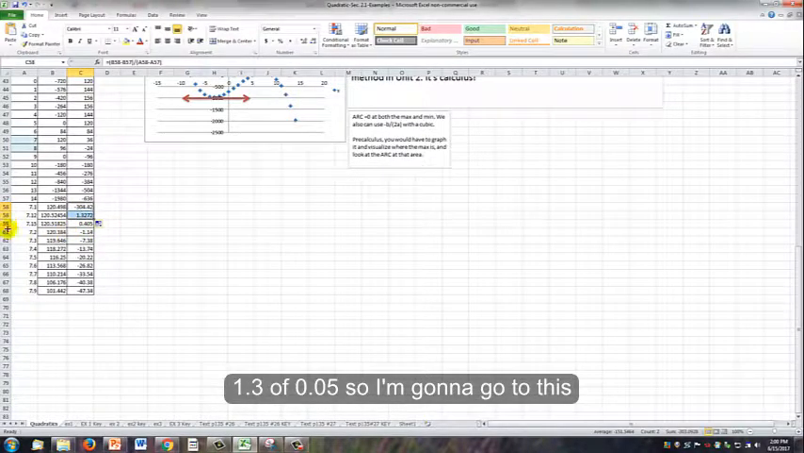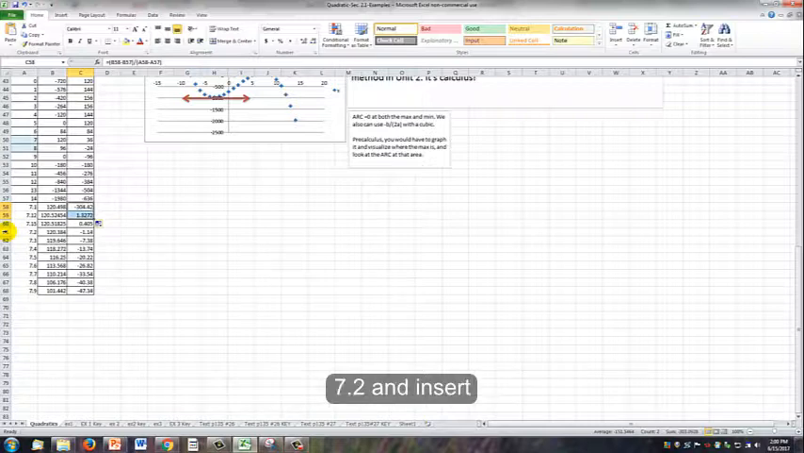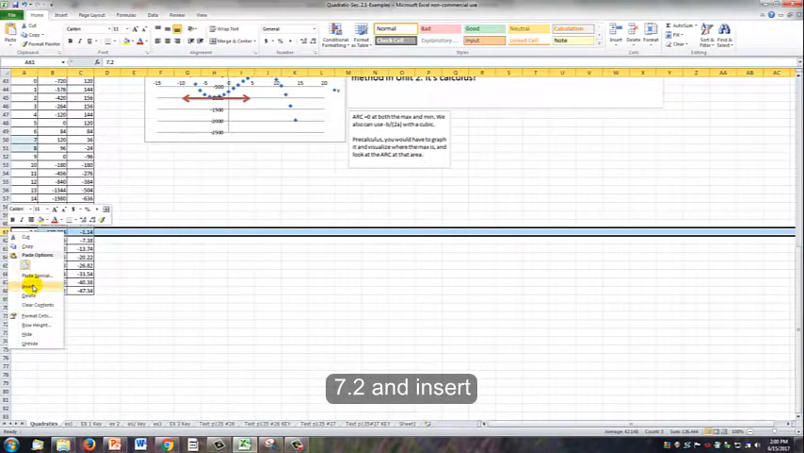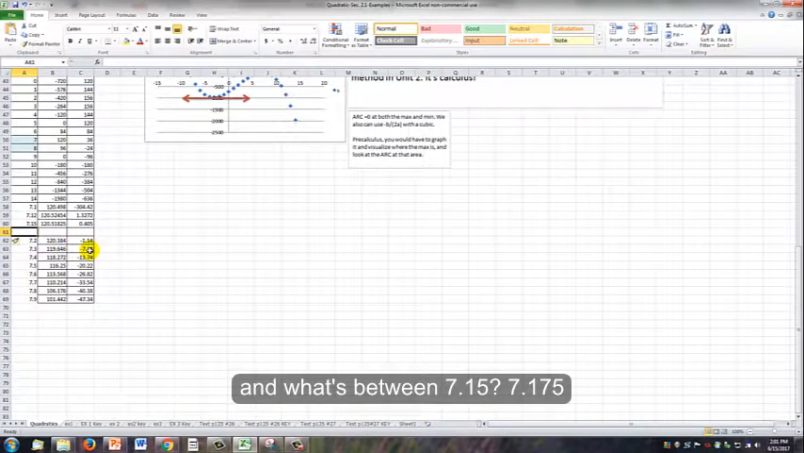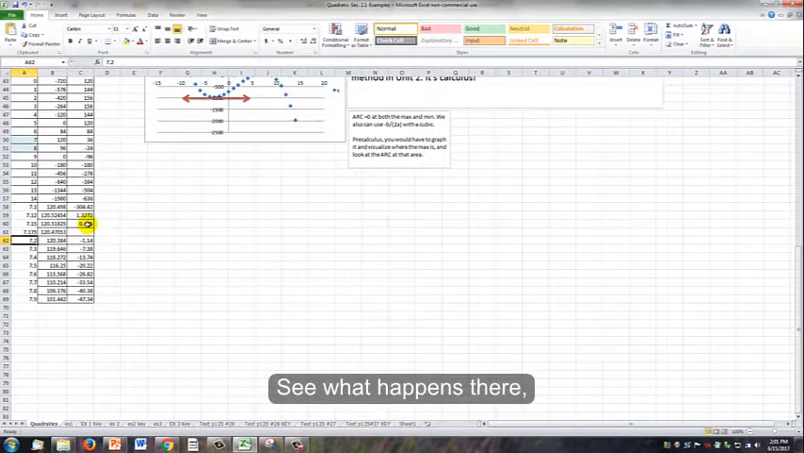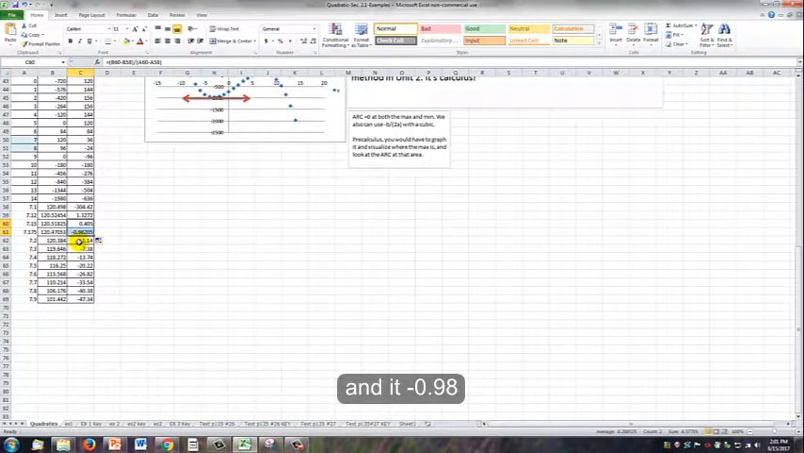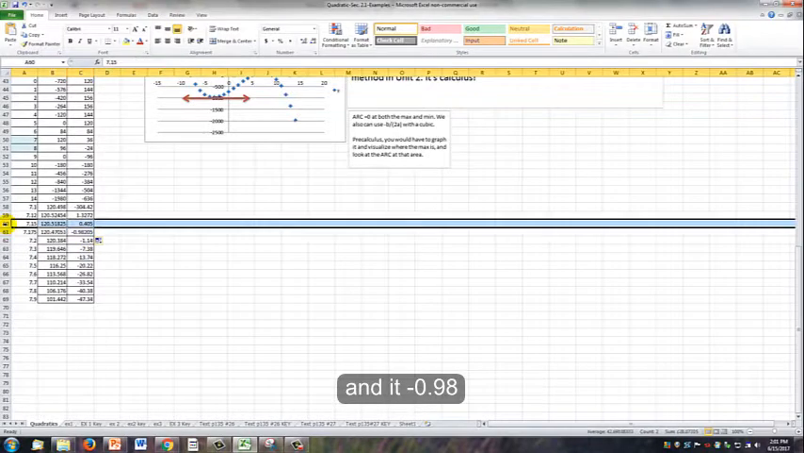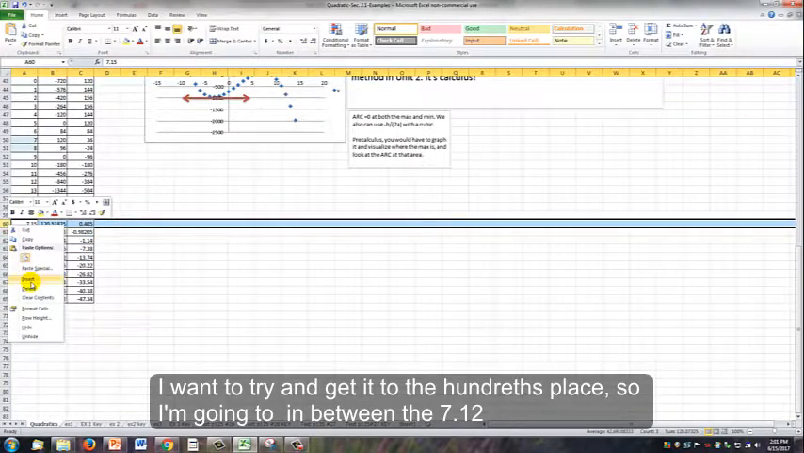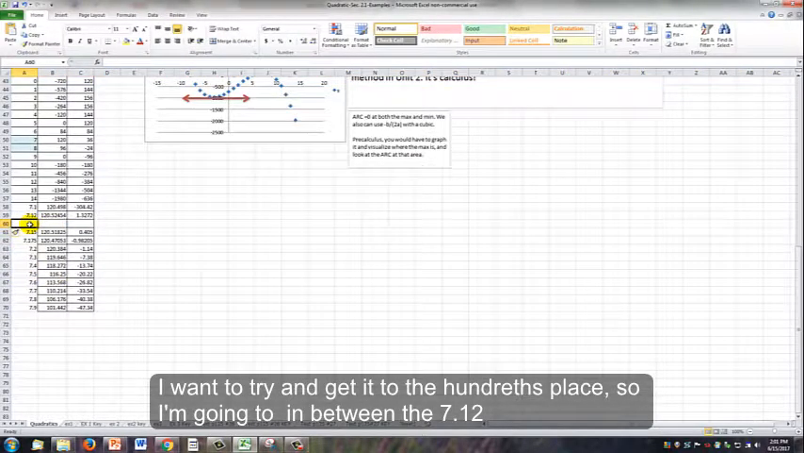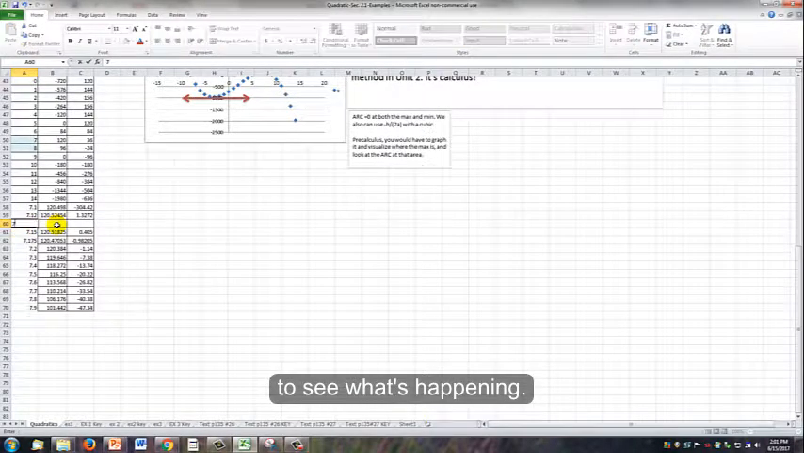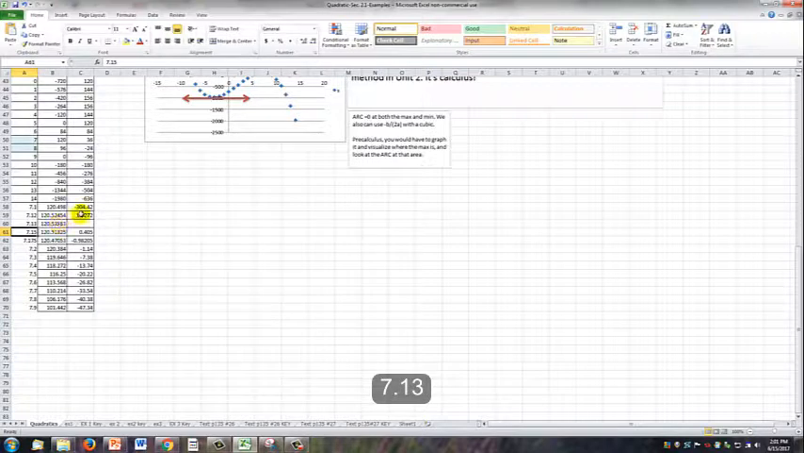So I'm going to go to this 7.2 and insert. And what's between 7.15? 7.175. See what happens there. And I get negative 0.98. I want to try to get it to the hundredths place. So I'm going to go in between the 7.12. See what's happening. 7.13.